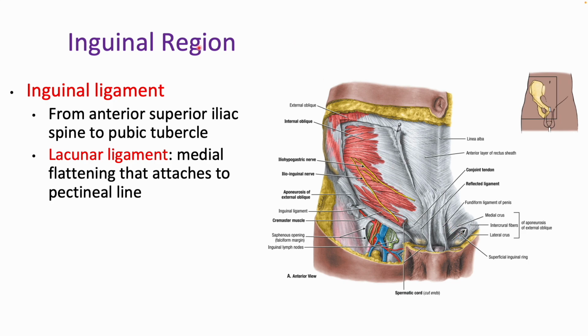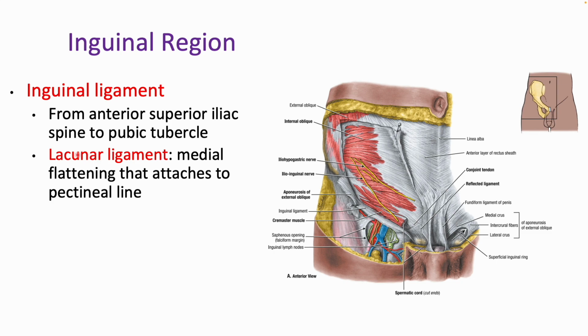So now we want to move on to the inguinal region. The inguinal ligament is going to be this down here that we talked about. It's the inferior portion of the muscle, and it's going to come from the anterior superior iliac spine. So remember, that was the ASIS that we looked at the beginning, which was back here, and it's going to extend to the pubic tubercle.